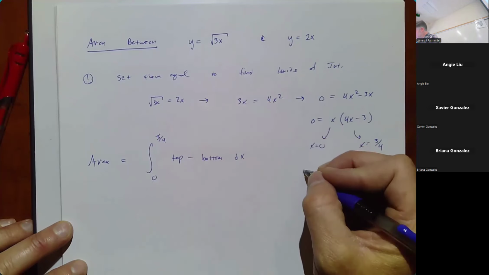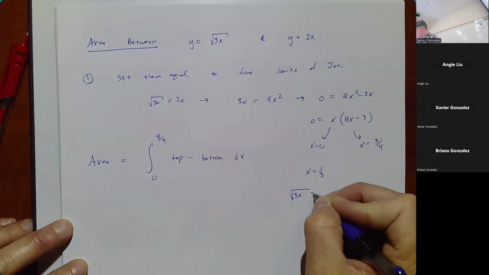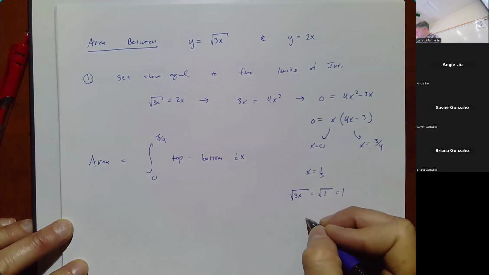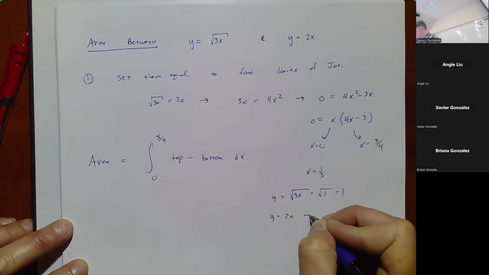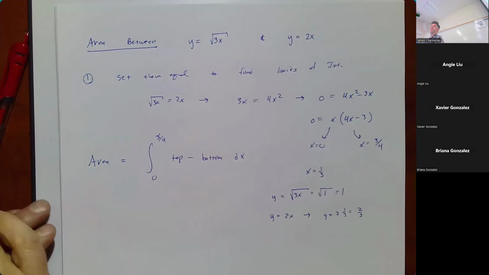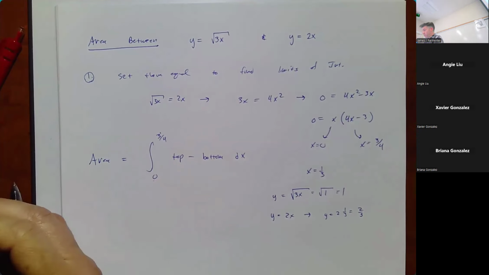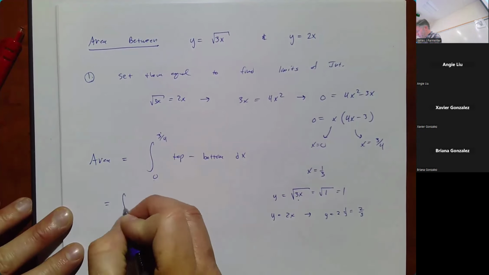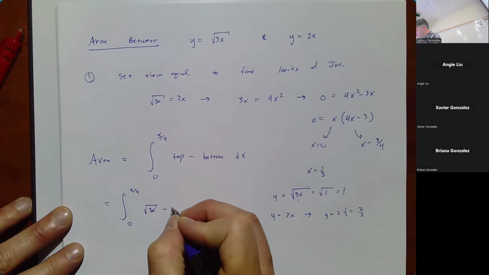Excellent choice. So if I pick x equal to 1/3, then y equal to the square root of 3x becomes the square root of 3 times 1/3, which is 1. And y equal to 2x becomes 2 times 1/3, which is 2/3. 1 is bigger, without a doubt, which means the square root of 3x is your top function. So that's going to be the integral from 0 to 3/4 of the square root of 3x minus 2x.